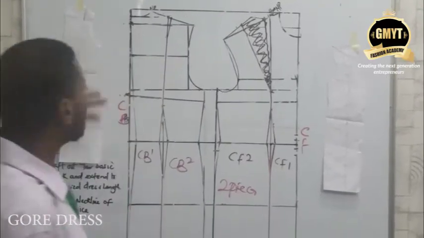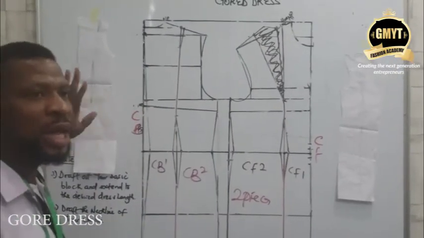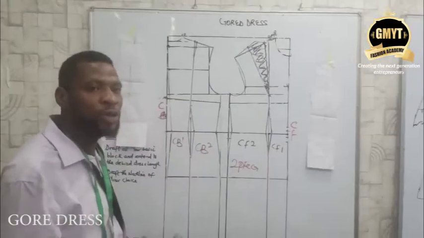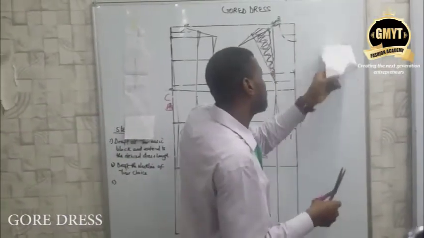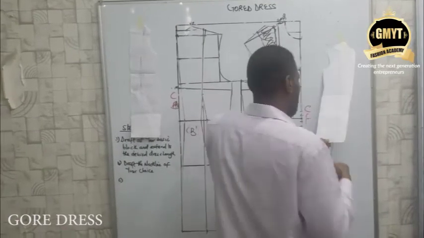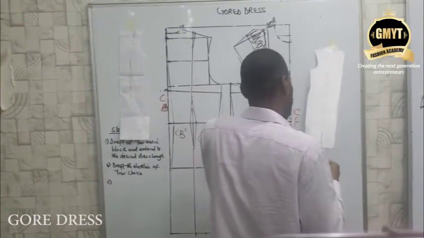Now I've drafted my panel already. Now I need to cut it out so that I can add the extra gore for each panel. So you can start with any one. So I'm starting from here.